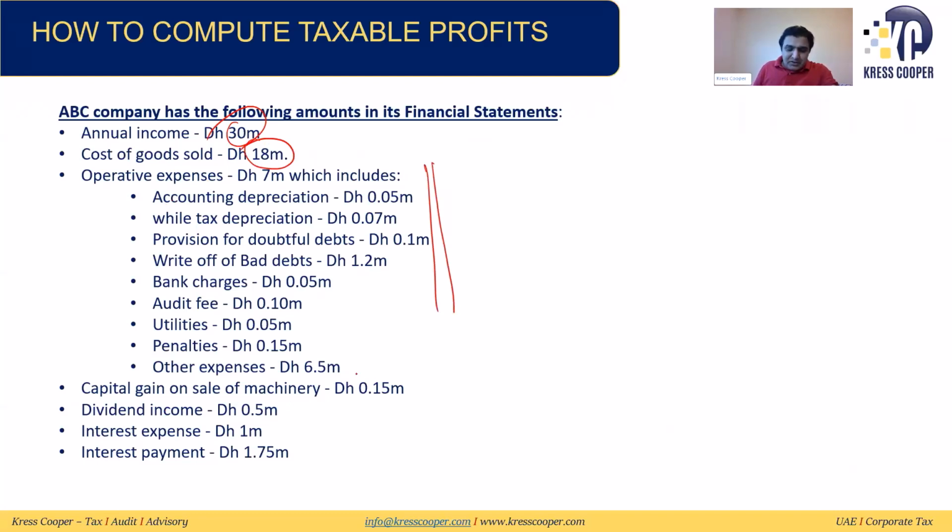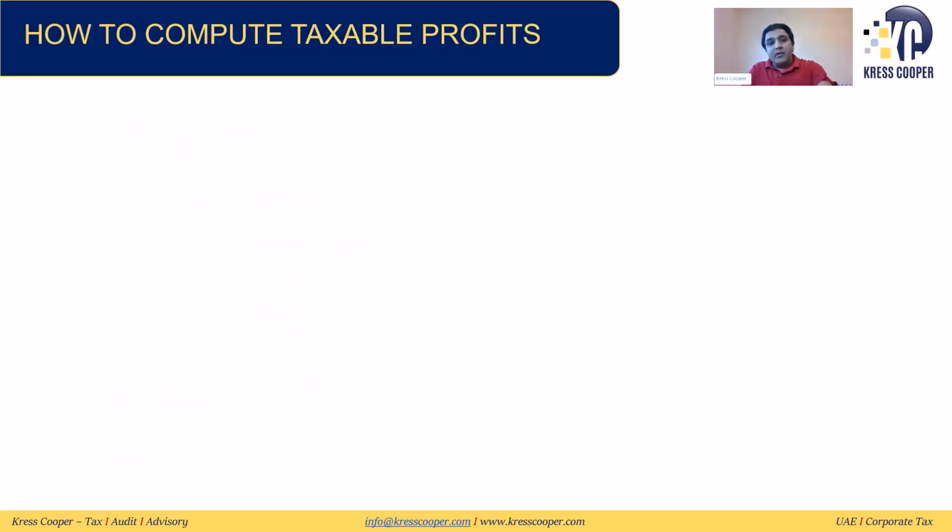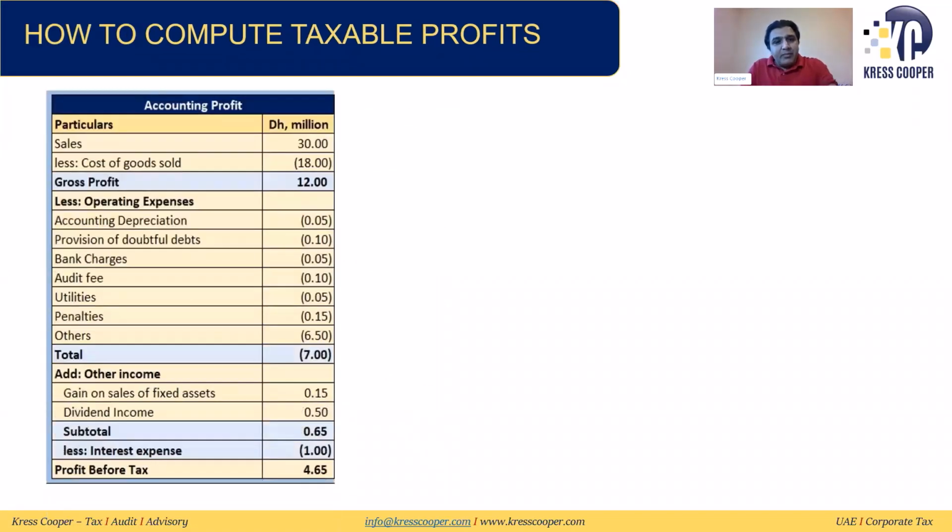Capital gain on sale of machinery is 0.5 million. Dividend income and interest payments, this data is given. Based upon this data, if I'm calculating my accounting profit, sales is 30 million, cost of goods sold is 18 million, GP is 12 million. These all are the accounting expenses. Then after adjusting other income and interest expenses, profit before tax is 4.65 million. This is my accounting profit.